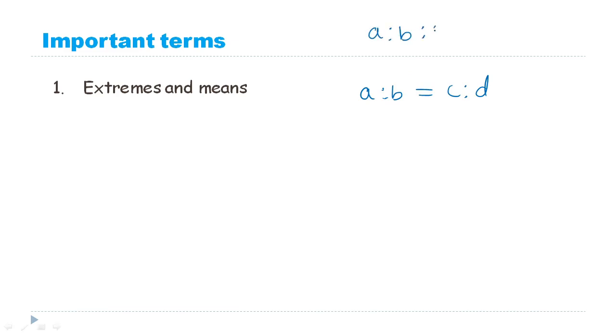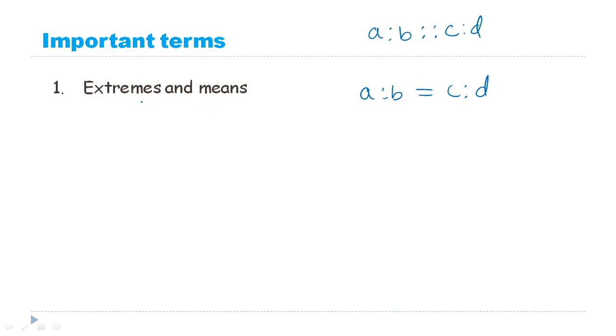Now, important terms. There are some important terms like extremes and means. Here you can see I have written A is to B is equal to C is to D. One more thing I want to add: in place of the equal sign, you may sometimes get A is to B, four dots, C is to D. You need not worry, because the equal sign and these four dots, which mean proportional, are the same. So don't get confused about it.